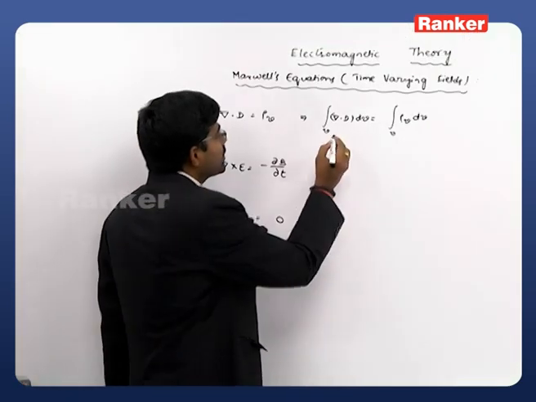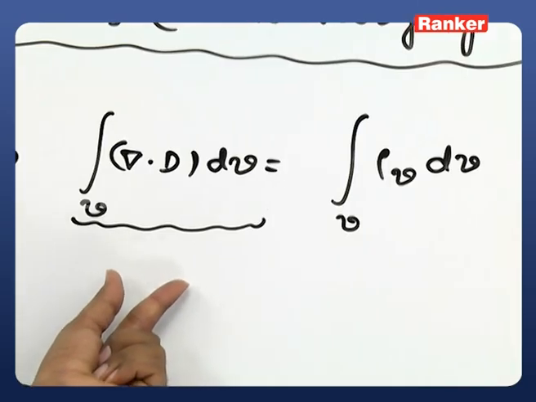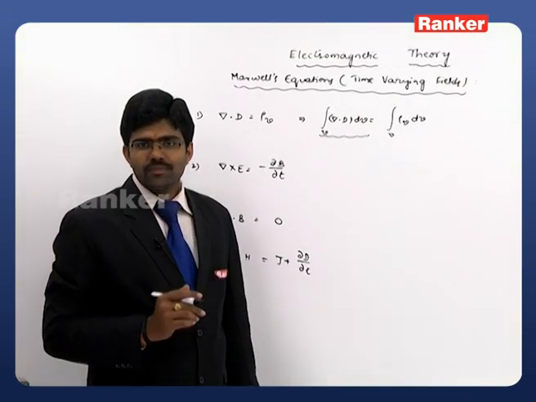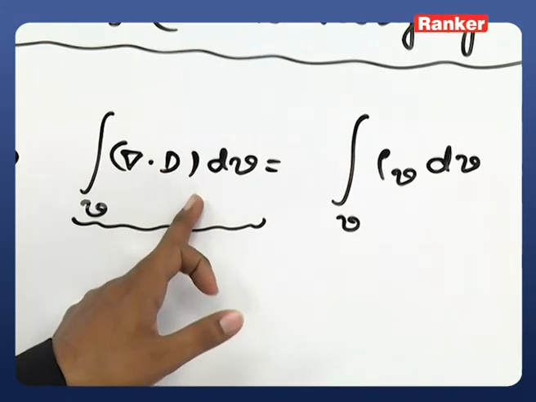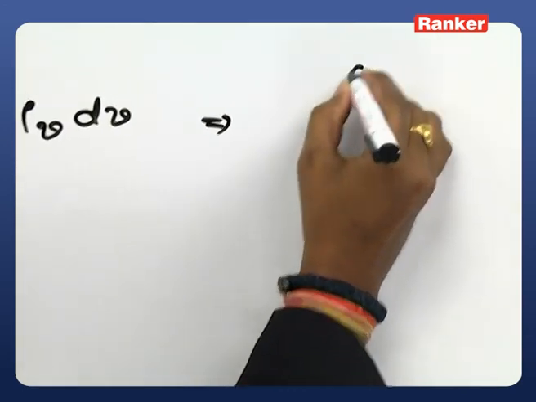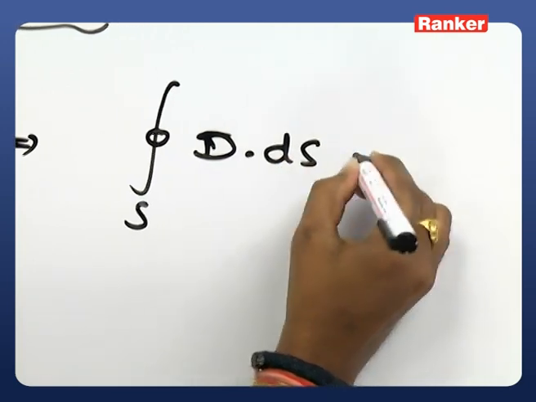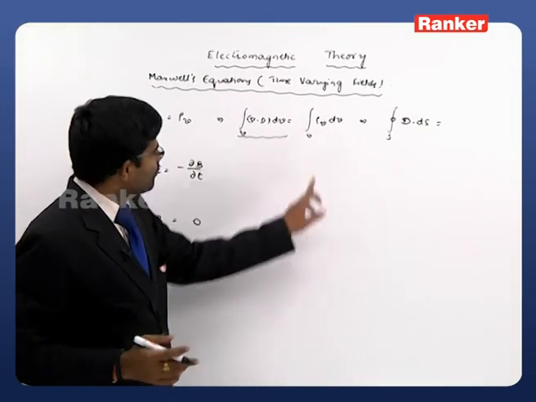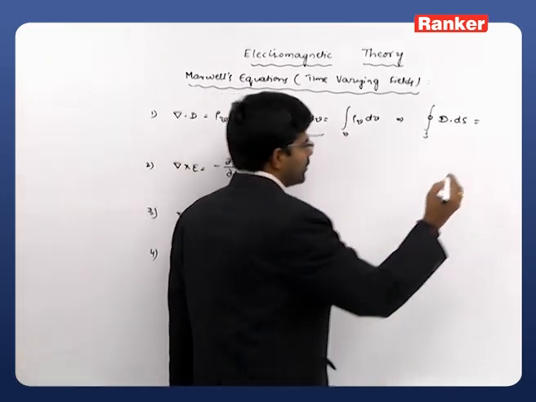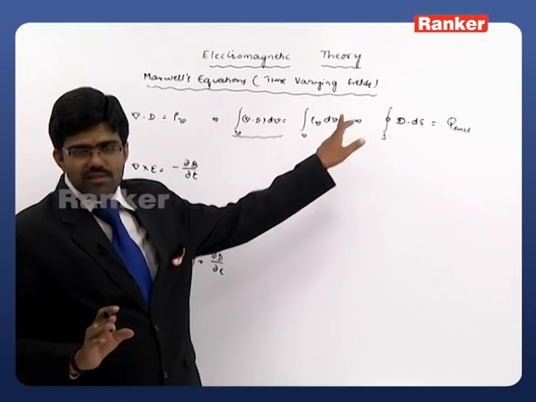Next, observe the left hand side term, which is related to the divergence theorem. Since we are calculating the volume integral of a divergence, that can be related to a closed surface integral. So the left hand side term can be converted into a closed surface integral of D dot ds. And the right hand side term is the volume integral of rho v dv, which is nothing but the total charge enclosed, that is Q enclosed. Don't go for any other simplification, that is the integral form.